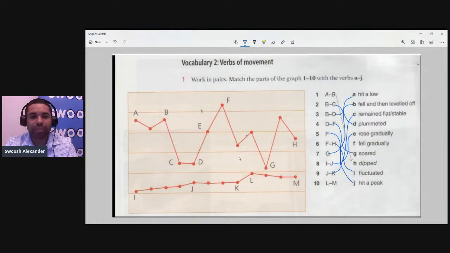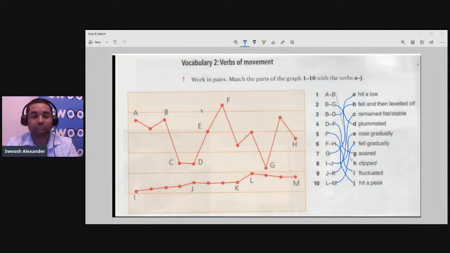And finally, between L to M, we can see that there is a slight decrease. And so we can say that the value fell gradually. And that will be the answer to the final point. So those are the answers then to this task.